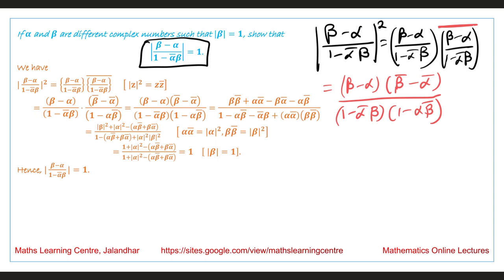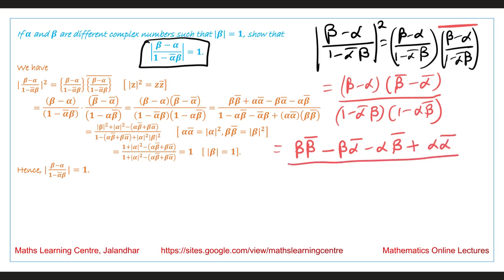So if we multiply these terms, it is beta beta bar minus beta alpha bar minus alpha beta bar plus alpha alpha bar, divided by 1 minus alpha beta bar, then minus alpha bar beta, then plus alpha alpha bar beta beta bar.